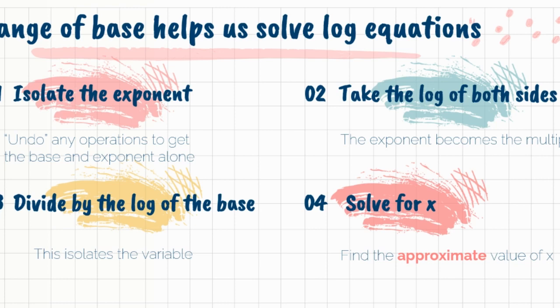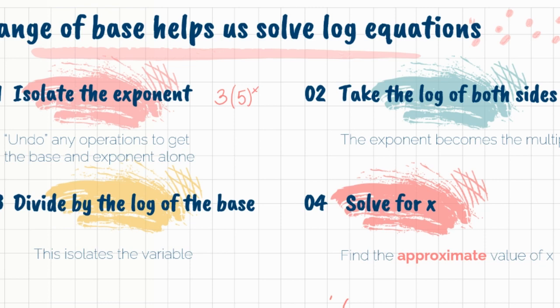So here's some steps for you. First step, isolate the exponent. Undo any operations to get the base and the exponent alone. So for example, let's say you had something like 3 times 5 to the x. You would want to divide by 3 in order to get that 5 to the x alone.